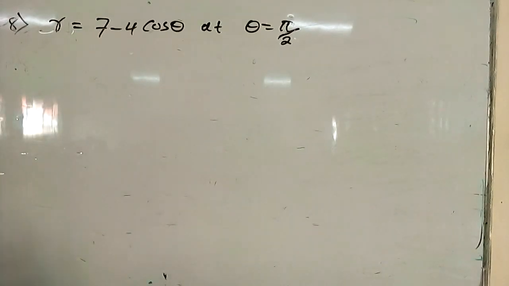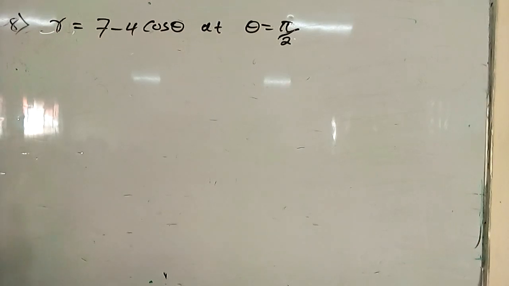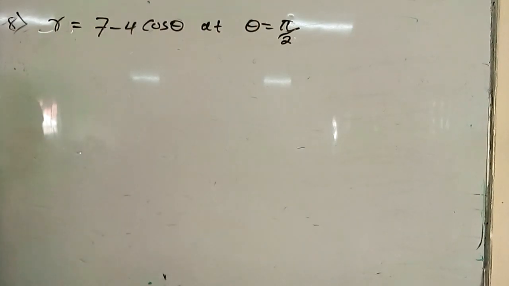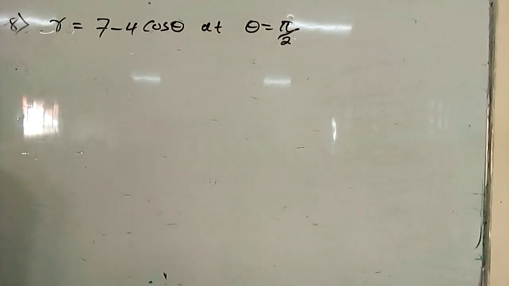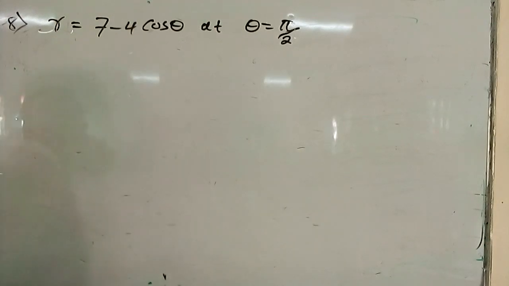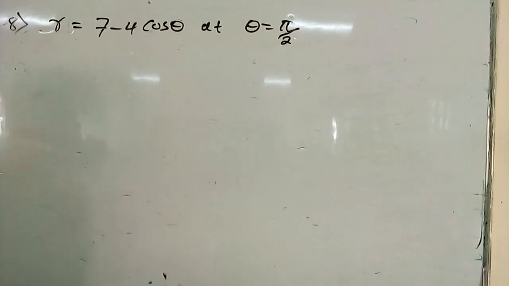Number 8, find the equation of a normal to a curve r = 7 - 4 cos theta at theta = pi over 2.